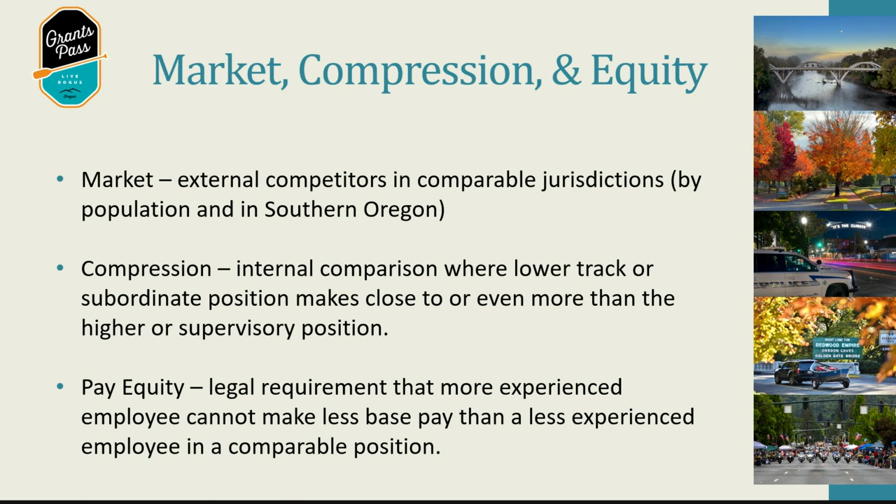The positions on average were 7.3% below Rogue Valley comparators, 9.4% below Southern Oregon comparators, and 14.5% below the union comparators. And the difference between Rogue Valley and Southern Oregon is Southern Oregon has the addition of Klamath Falls and Roseburg when she had those included.